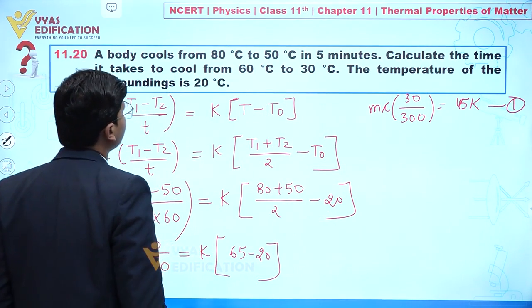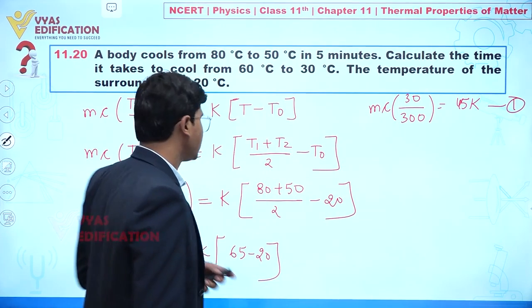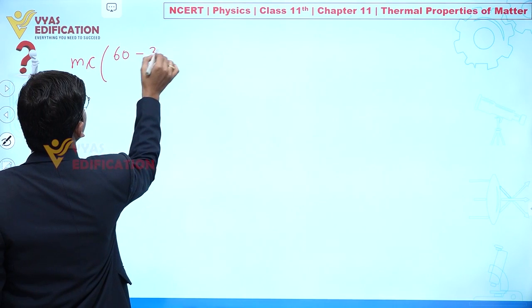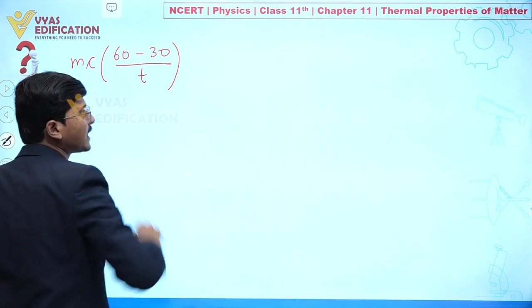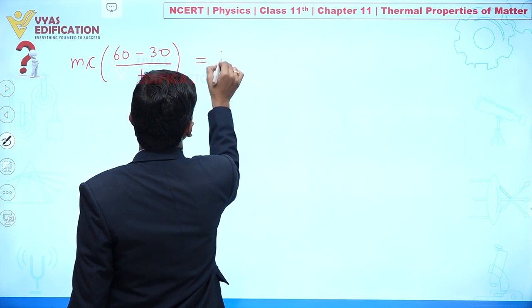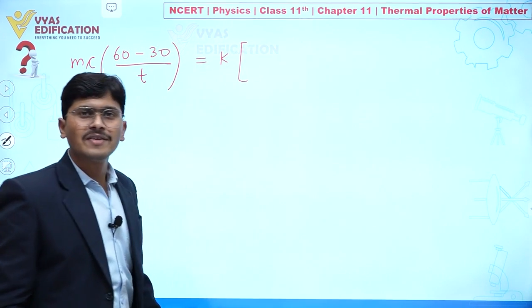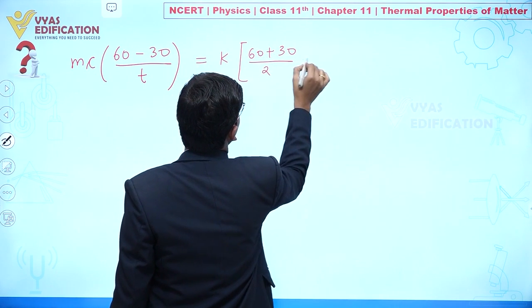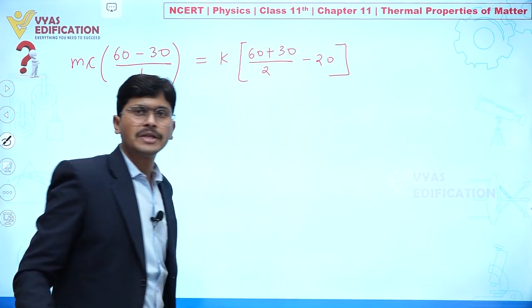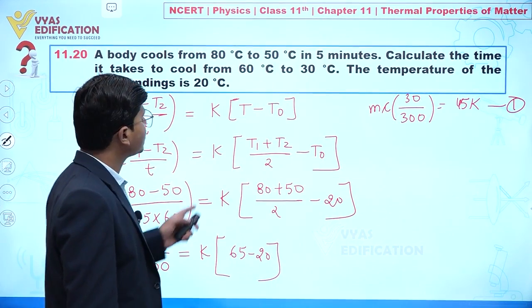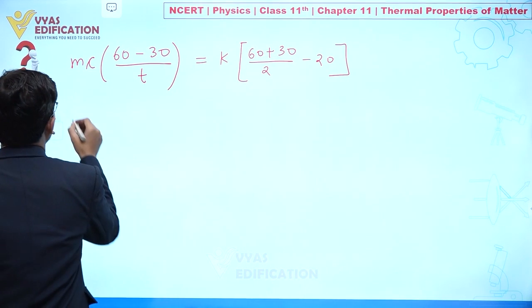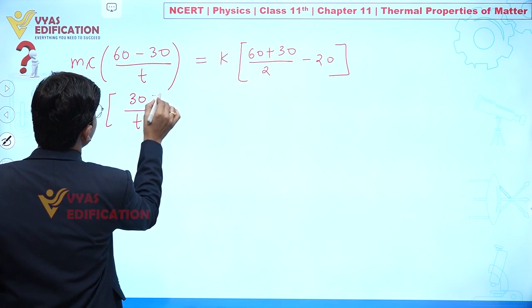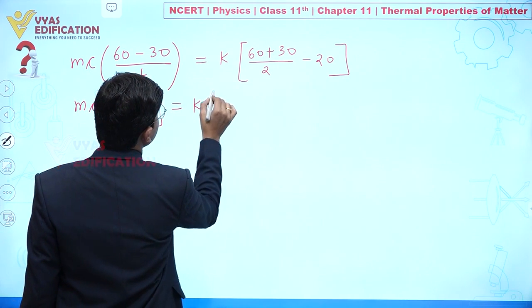Similarly, if we apply the same for 60 to 30 degrees Celsius, we can write mc times (60 minus 30) divided by, let's suppose, time t in seconds, and this should be equal to K times a constant. Now what is the average value of 60 and 30? 60 plus 30 divided by 2 minus the surrounding temperature, which is 20. Clear?